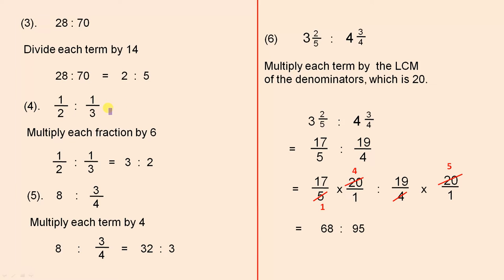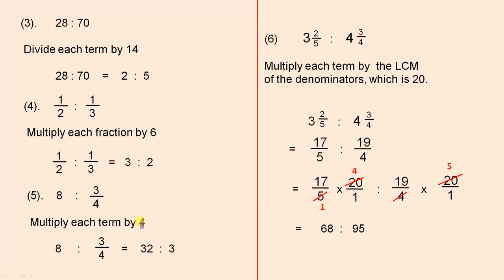A half is to a third. We multiply each fraction by 6, because 6 is the lowest common multiple of 2 and 3. That is, it's the lowest number that 2 and 3 will divide into. So a half times 6 is 3, and a third times 6 is 2, so the answer is 3:2.